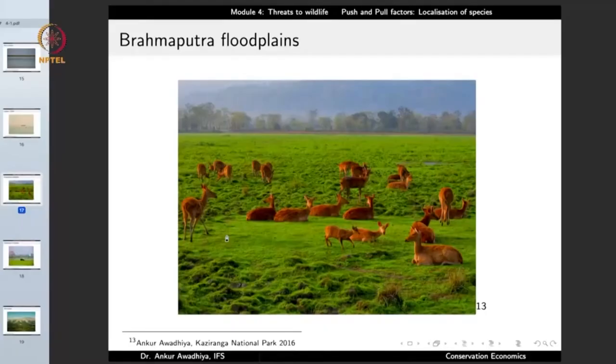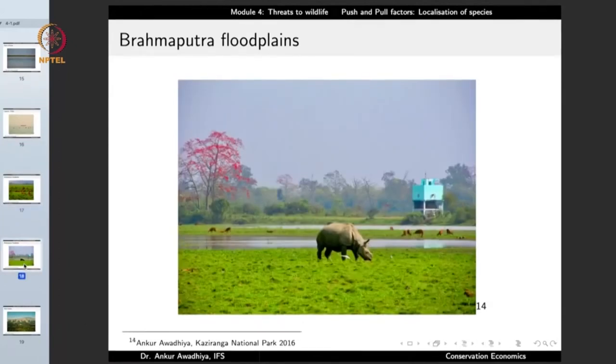Then, in the post-monsoon season, as the water recedes, you get a ground that is more or less vacant and is also wet. So in such grounds, we get a very heavy growth of grasses. So these floodplains typically support large grasslands and also a large number of herbivorous species. Certain species such as the rhinoceros are endemic to this region. So they are only found in these floodplains and they are not found anywhere else.